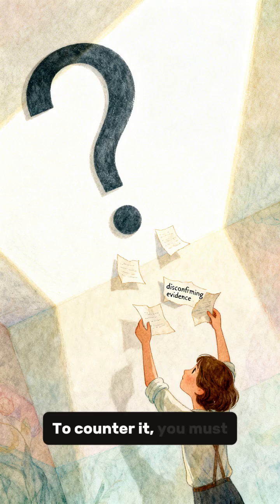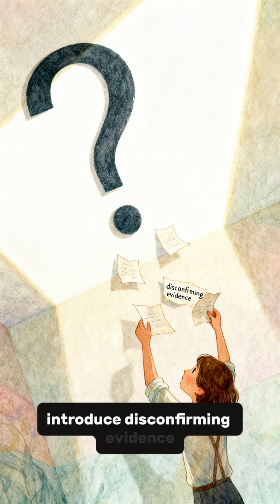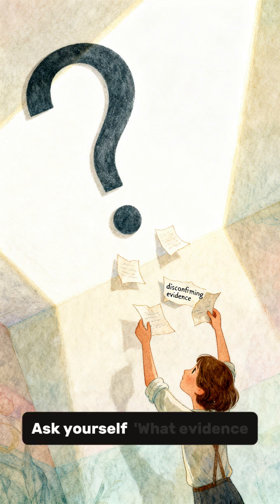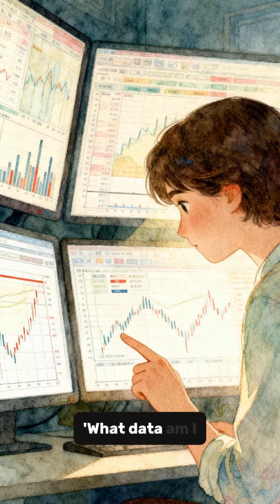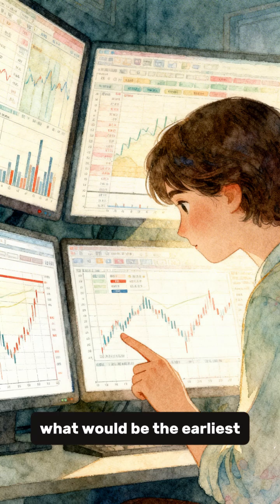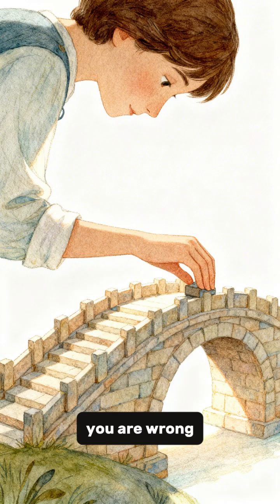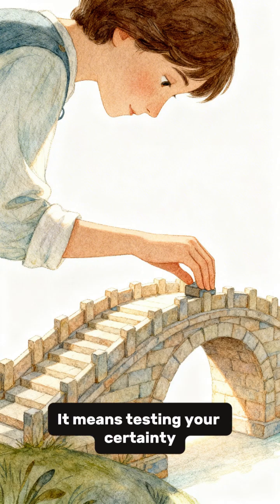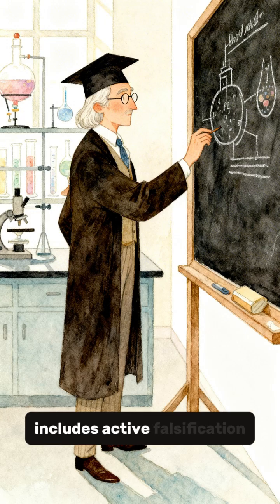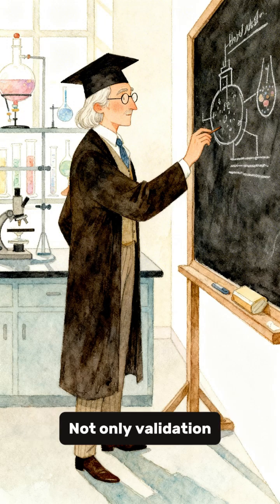To counter it, you must deliberately introduce disconfirming evidence. Ask yourself, what evidence would challenge my current belief? What data am I ignoring? If I were wrong, what would be the earliest sign? This does not mean assuming you are wrong. It means testing your certainty. Intellectual maturity includes active falsification, not only validation.